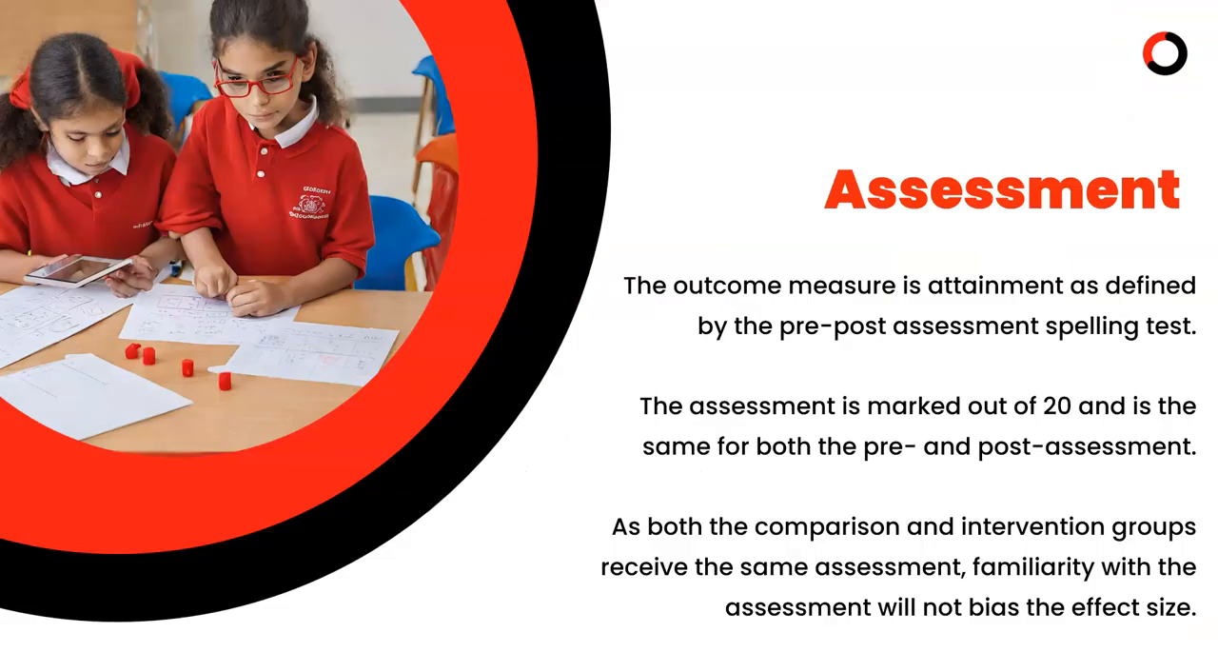So moving on to the assessment, the outcome measure is attainment as defined by the pre and post spelling test. The assessment is marked out of 20 and is the same for both the pre and the post assessment. As both the comparison and intervention groups receive the same assessment, familiarity with this should not bias the effect.